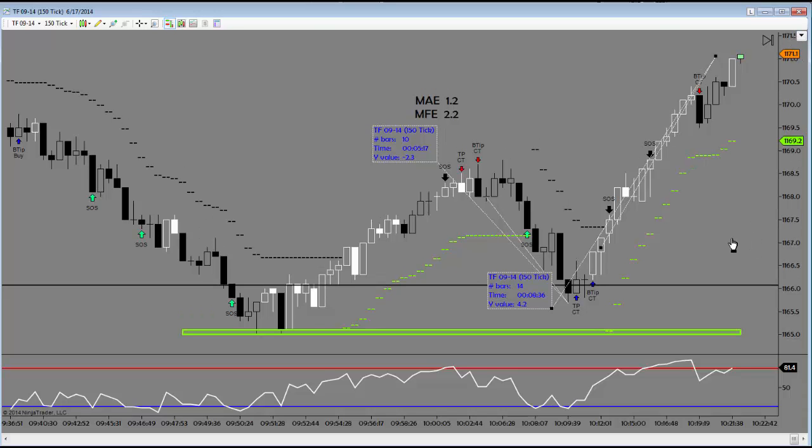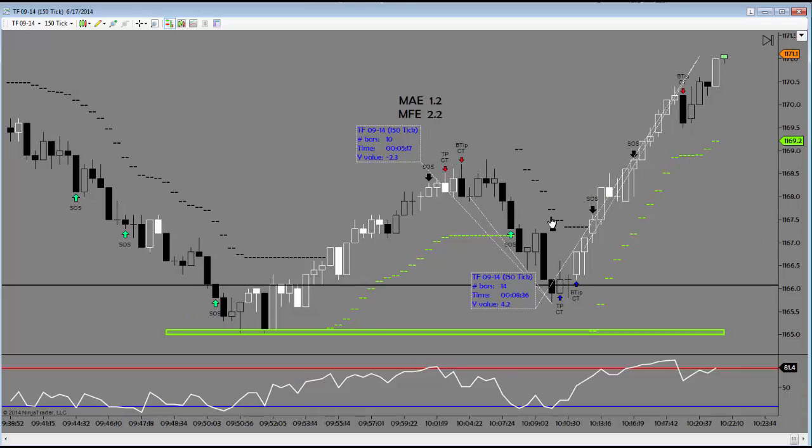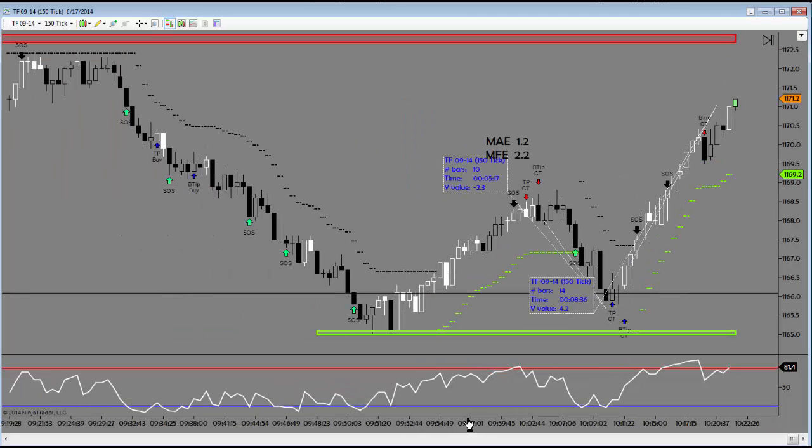Now again, Mini Russell will give us these types of moves with repetition. Crude oil will give us these types of moves. S&P, not so much. So I've got to be sure that I'm in the appropriate market.